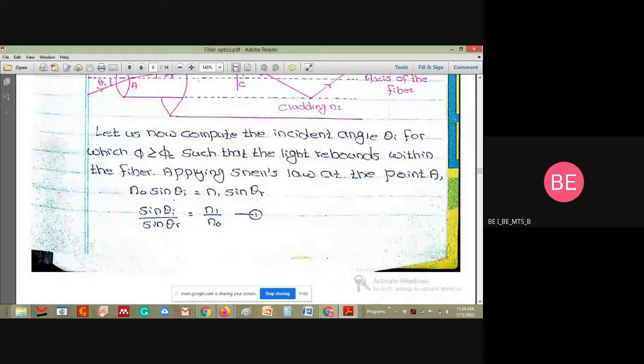So let us now compute the incident angle theta I, for which phi is greater than or equal to phi c, such that the light rebounds within the fiber, right? Applying Snell's law at the point A, you can please take it up in your notebook. Let us try to compute the incident angle theta I. Please write it down. This is another important derivation in this part of your syllabus, so please try to take proper notes. Let us now compute. Please take today's date as 11/1/2022.